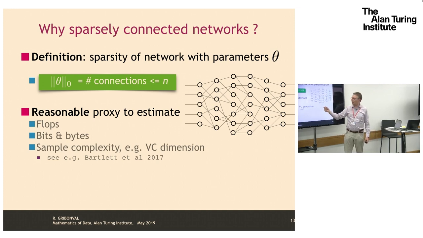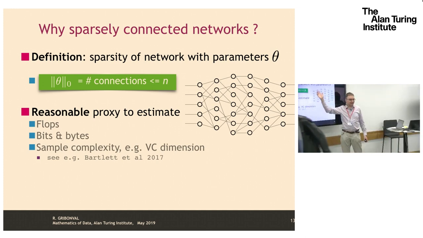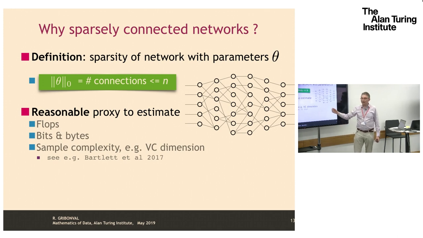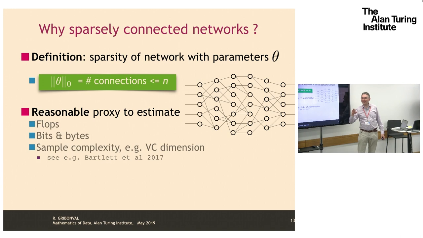And in a way, if you use quantized weights, if you use, I don't know, floats to describe your weights, this also controls the order of magnitude of the number of bits needed to describe your network, including the architecture. Is there a question?